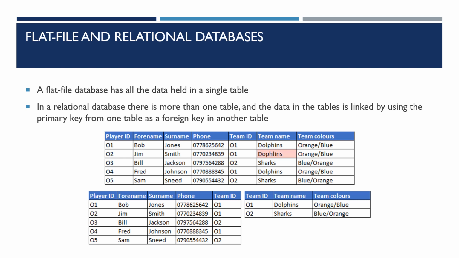Below, you can see on the top, we have a flat file database. Underneath this has been split into a relational database with a table for players and a table for teams. We've included the team ID field in the player table as a foreign key in order to create a link between the two tables. This means you would still be able to find out the team name for any player that's in the player database and their team colours because of the link that's been created.